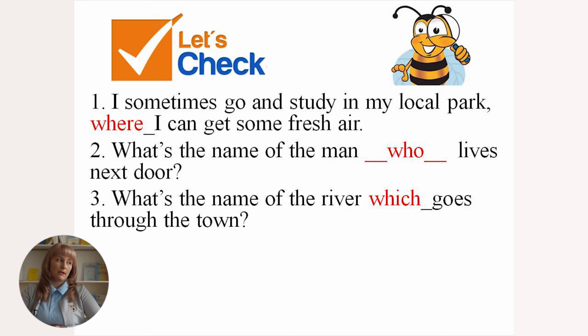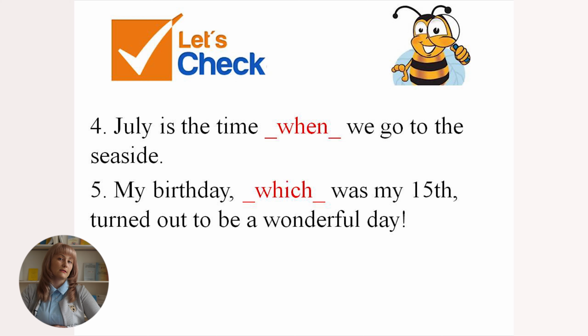Let's read the sentences. Number 1. I sometimes go and study in my local park where I can get some fresh air. We have used where. Number 2. What's the name of the man who lives next door? Do you have who? Great. Sentence number 3. What's the name of the river which goes through the town? Sentence number 4. July is the time when we go to the seaside. Sentence number 5. My birthday, which was my 15th, turned out to be a wonderful day.